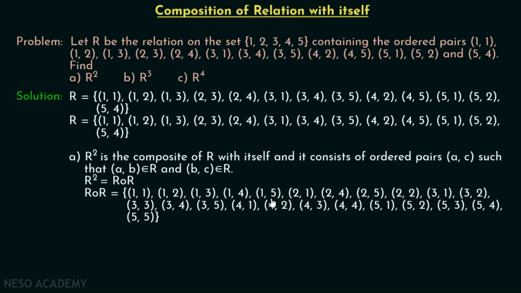So it must be included now, right? So 1, 5 is now part of ROR, right? Similarly, we can compare this ordered pair with this ordered pair, right? You can see that the second element is 3, so we must compare it with a first element that must be 3.